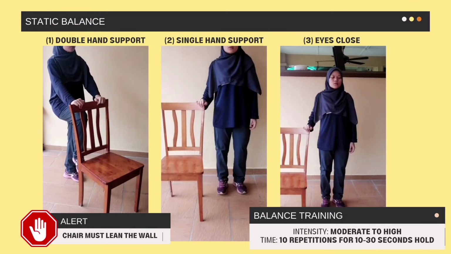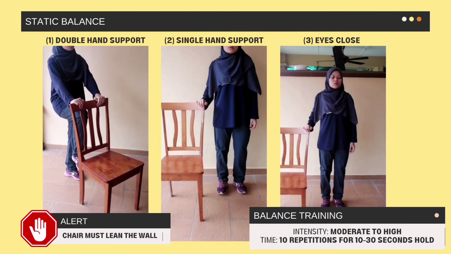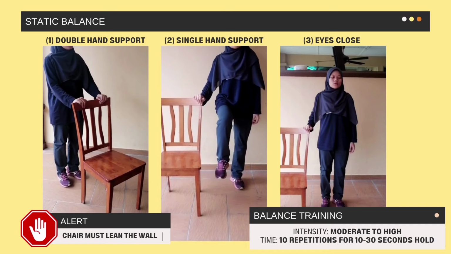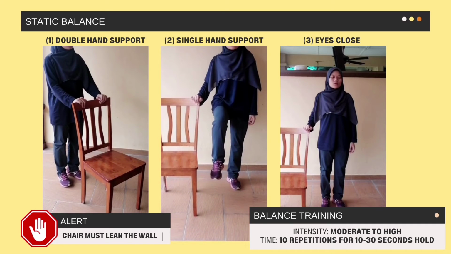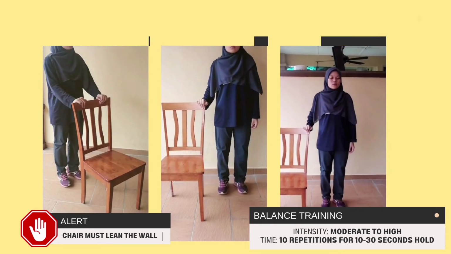Finally, balance training. Start with static balance of moderate intensity. Perform 10 repetitions of 10 to 30 second hold with double support. Then progress with single leg stand with 1 hand support. And finally, progress to single leg stands with eyes closed.